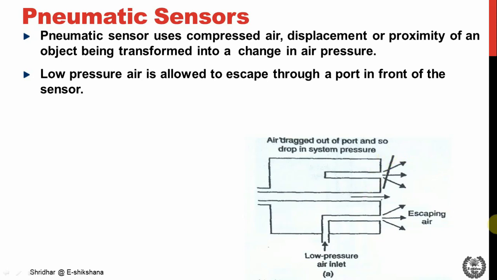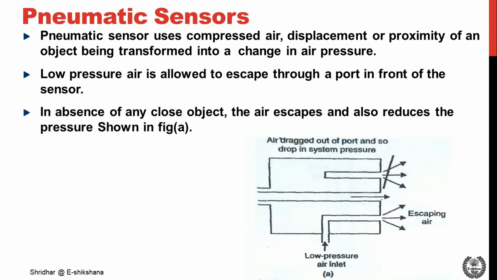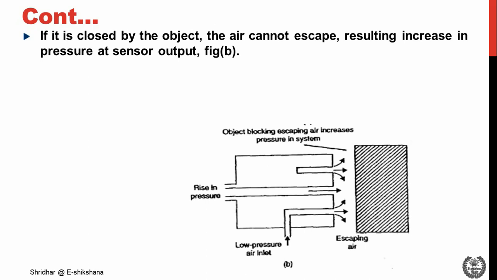This escaping air, in the absence of any close by object, escapes, and in doing so also reduces the pressure in the nearby sensor output port. If there is a close by object, the air cannot so rapidly escape, resulting in an increase in pressure at the sensor output, which is shown in figure B.